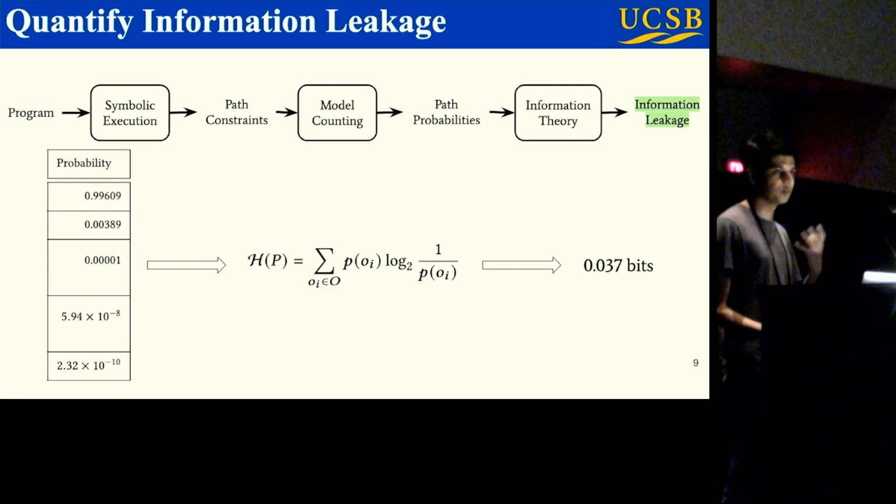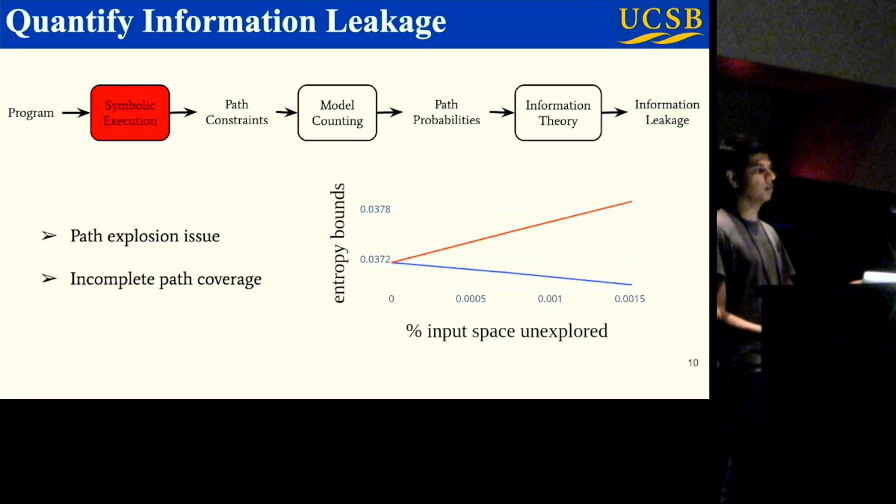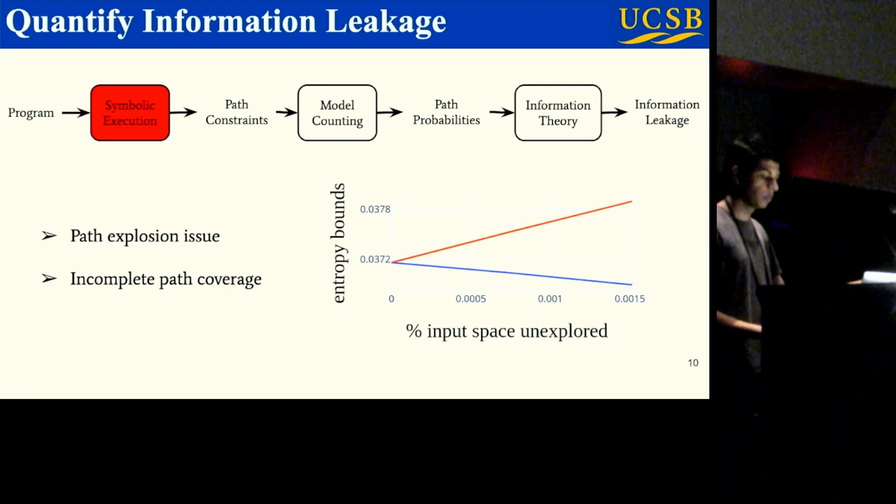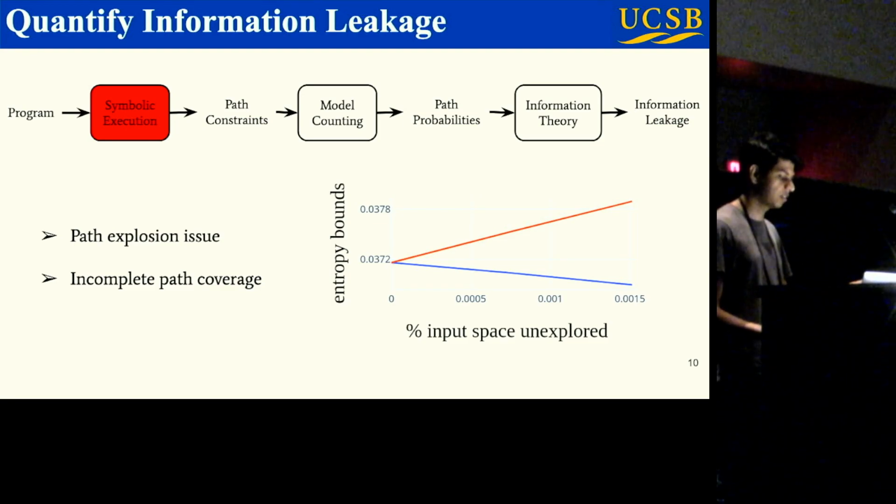There's more information theoretic ways to think about it, but that's the intuition. So where exactly does this fail? The first step where this fails is the symbolic execution phase. Symbolic execution engines have gotten quite good, but they're not perfect. There's always the issue of path explosion. The number of paths grows very quickly with the size of the program.